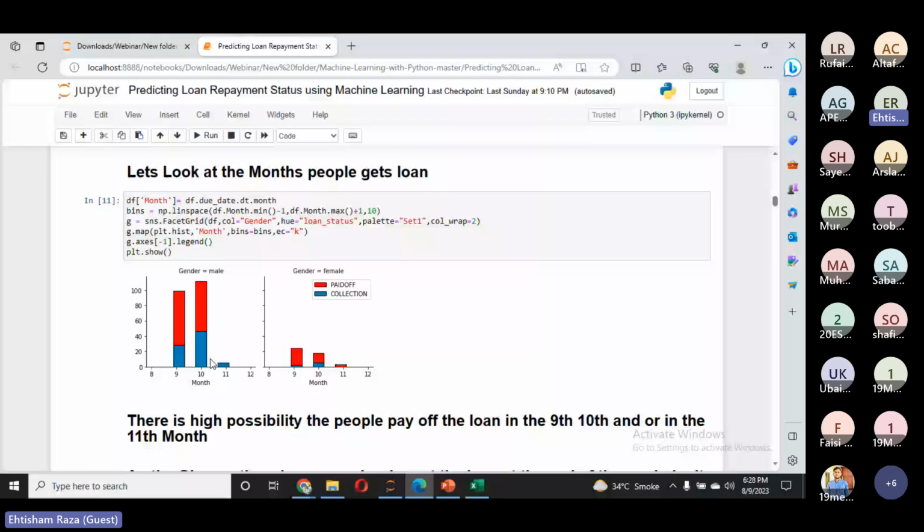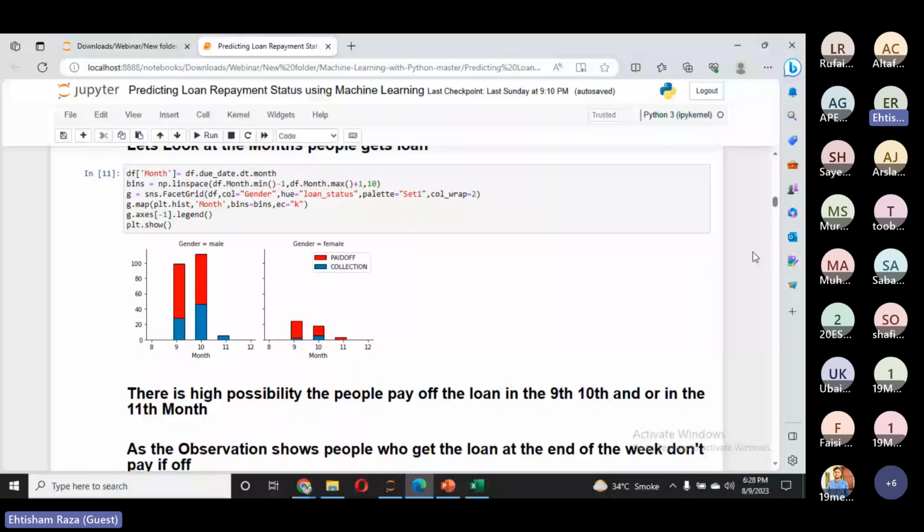So this is only possible because I have the functionality. I know I can extract the month number from my due date. My due date is just a date, so I can extract day, month and year from this date. If I know this kind of technique, I can easily work around it, and I know people are likely to pay back in these kinds of months.